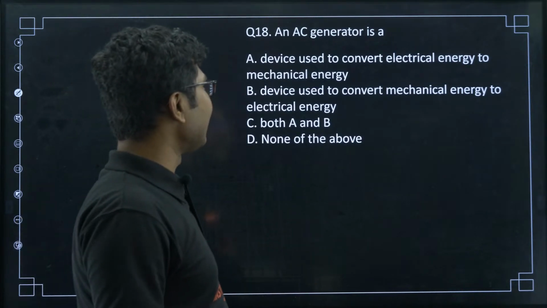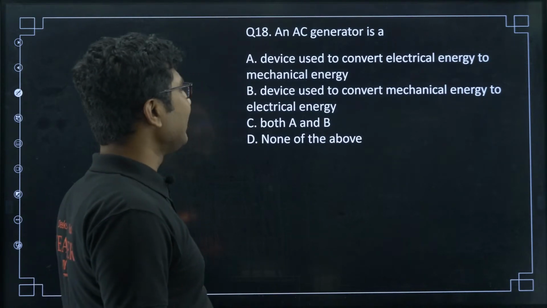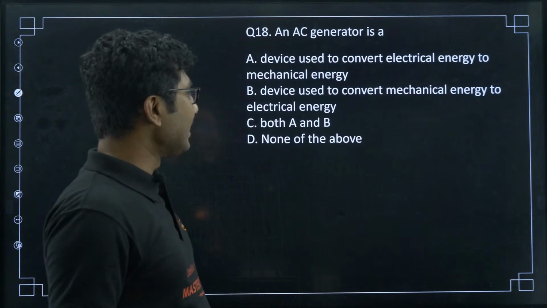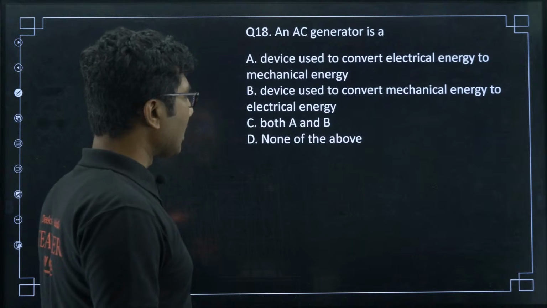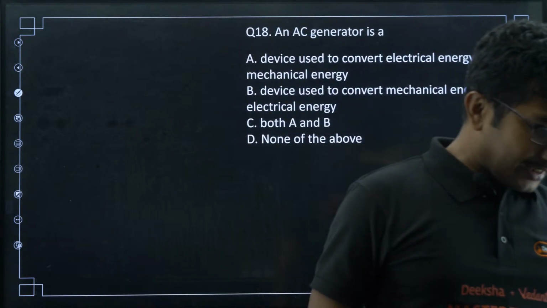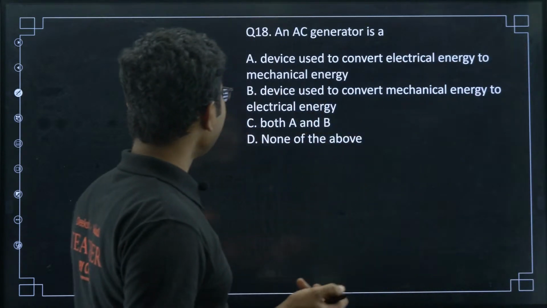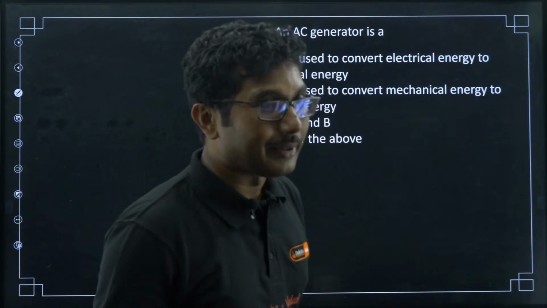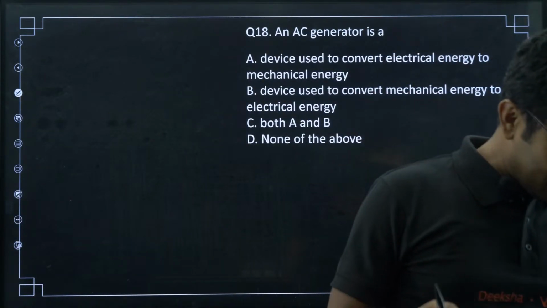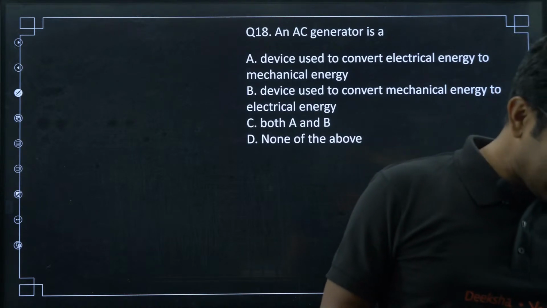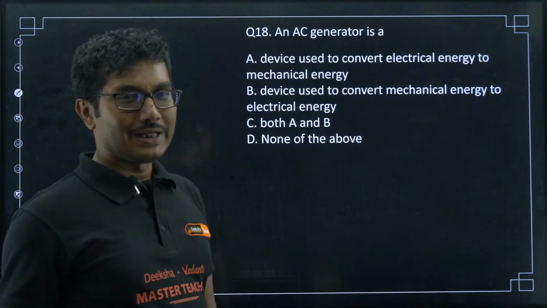An AC generator is a device used to convert electrical energy to mechanical energy. Device used to convert mechanical energy to electrical energy, both A and B, none of the above. Another easy question. I hope most of you will answer this question correctly. Pujasri is saying 18A. Pujasri, read the options once more. I will not tell you. Pradeep 18B, Uday is saying 18B. So, yes, device used to convert mechanical energy to electrical energy.